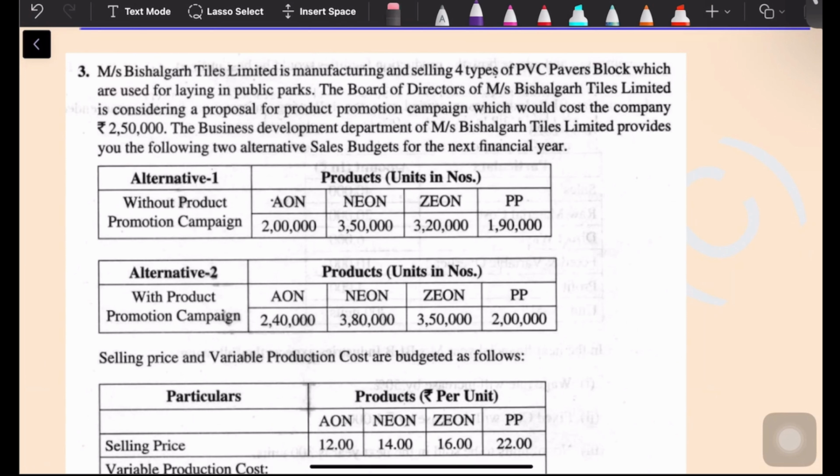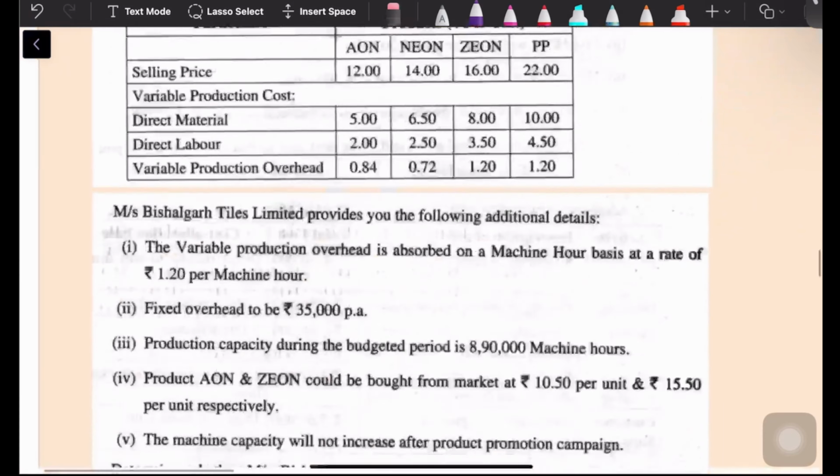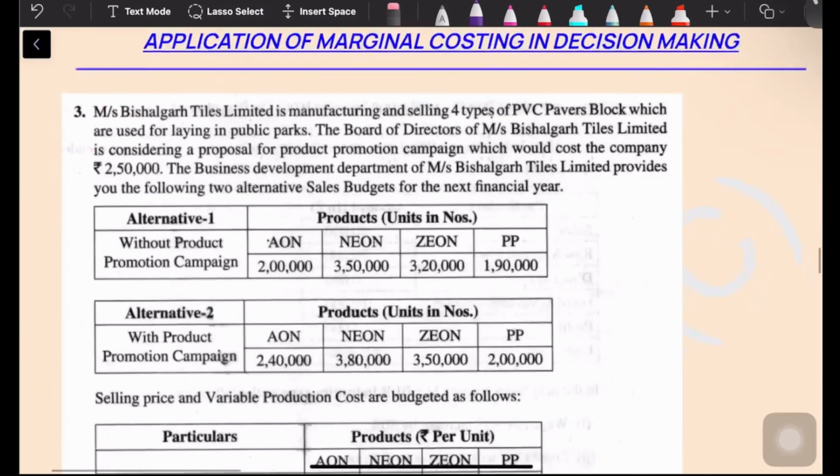Hello students, in this marginal costing video, I will solve two problems. I will teach you how to study the question in the question paper, how to derive the data, understand what is to be solved, and then solve it in a step-by-step manner. So let's begin. This is also a 14 mark question. Typically all your question number 3 is 14 marks.